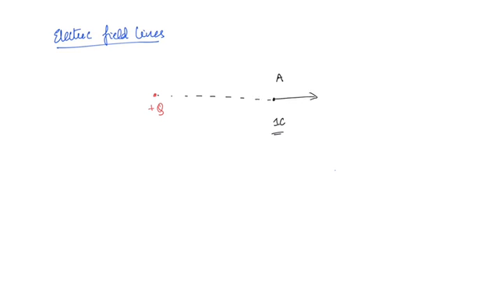The next topic that we are going to discuss is one of the most important basics, electric field lines. So what is meant by electric field lines? We will take a charge of value plus Q. Now let's take a point A where you can place a charge of 1 coulomb. This 1 coulomb charge is going to experience a force in this direction. So this is called radially outward.